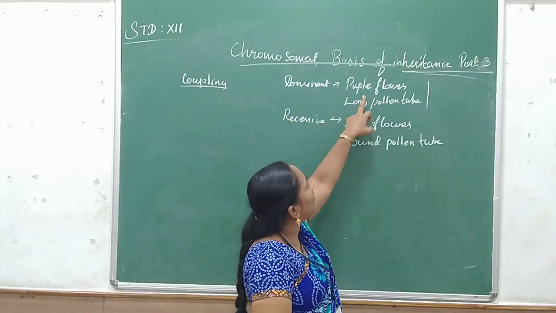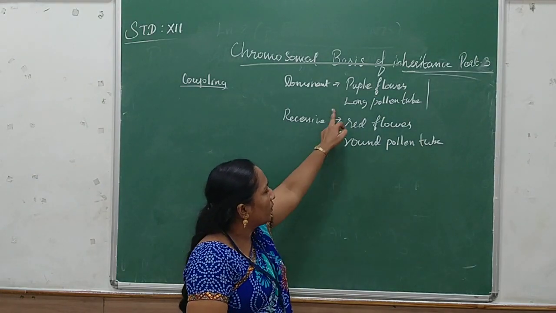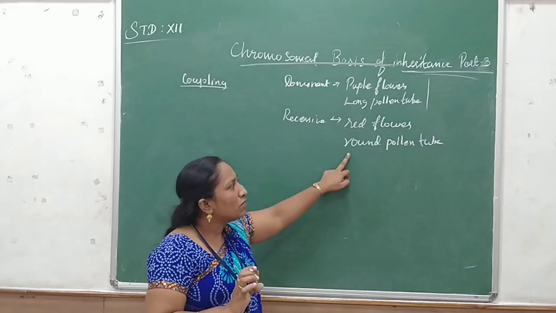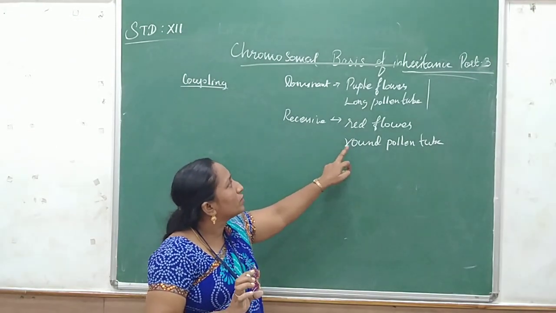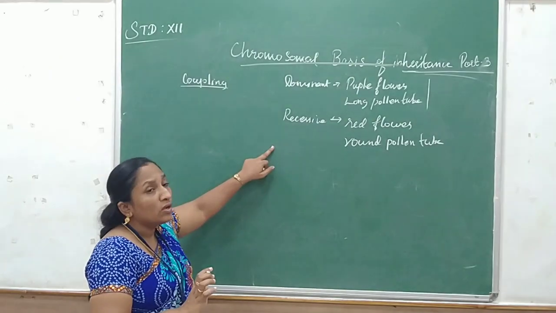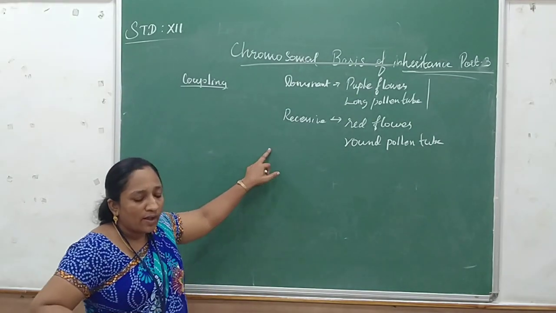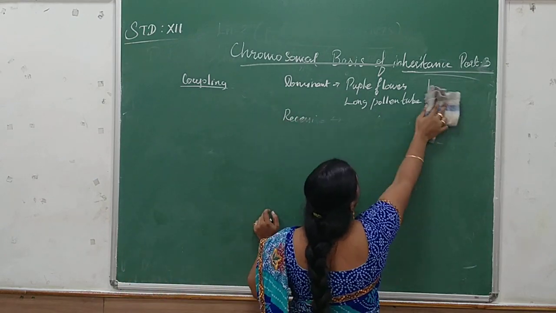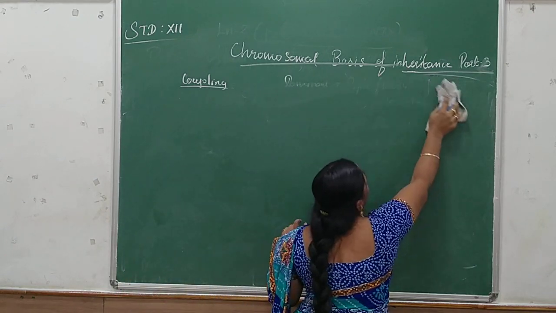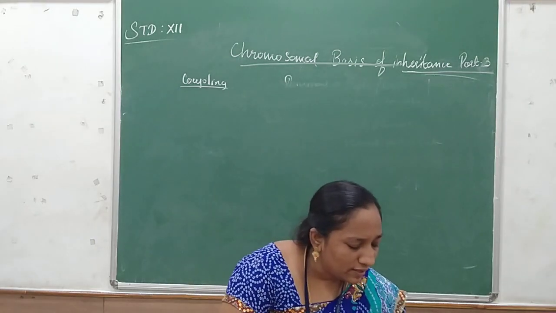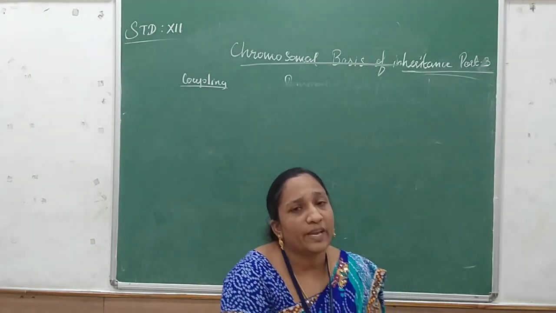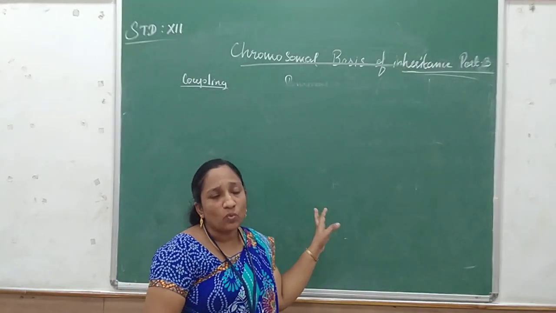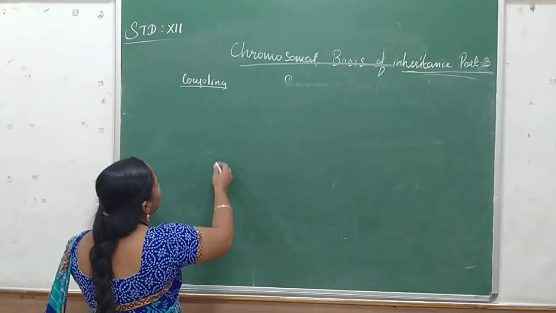The dominant flower will be having purple color flower with long pollen tube, and the recessive characters will be the flower of red and round pollen grains. Now he is crossing these two and finding the ratio of coupling. Because of the linkage, they do not allow the recombination. So linked genes do not allow recombination. Hence we are going to get the ratio of 7:1:1:7. Let's learn the cross.